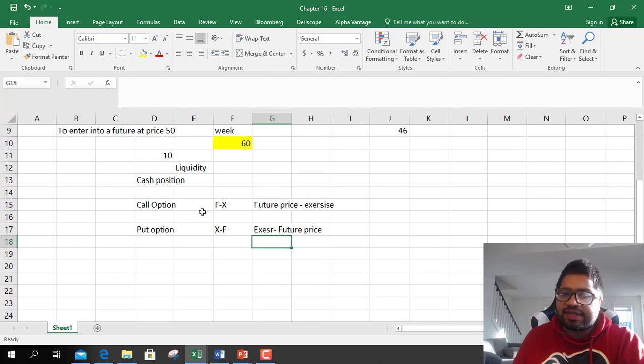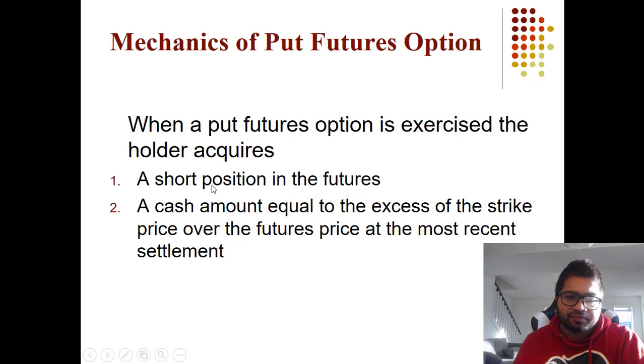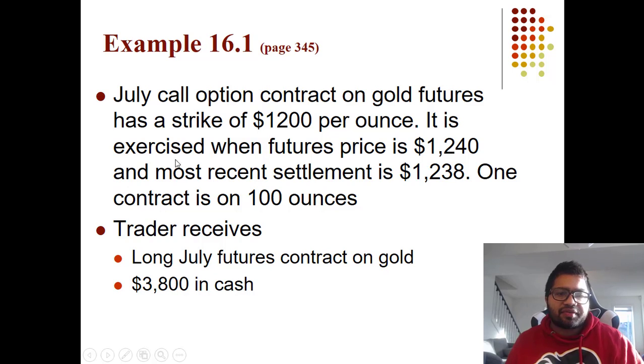Okay, for a call option, the amount of money or cash you make is the future price minus the exercise price. For a put option, it is the exercise price minus the future price. So they have given some examples.